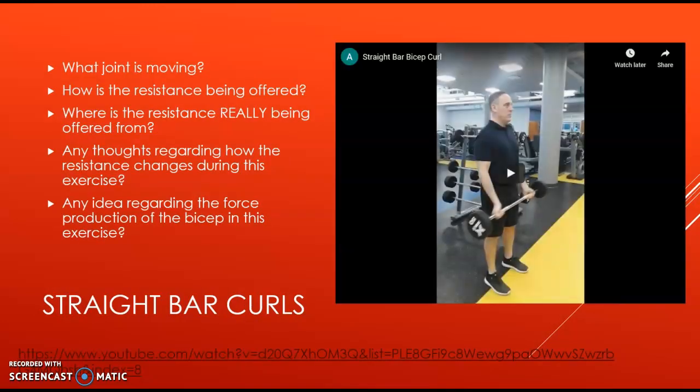And so I put this video in, and we're going to go over this here in a second. This thing will actually autoplay through a whole series of exercises if you tap on this and click the video. But okay, so it's a bicep curl. What joint is being moved? The elbow. How is the resistance being offered? Being offered by a barbell. And quite frankly, that barbell is being pulled straight down to the floor. So really gravity is offering the resistance, and it's a direct effect on that barbell. And that's where the resistance is really coming from.